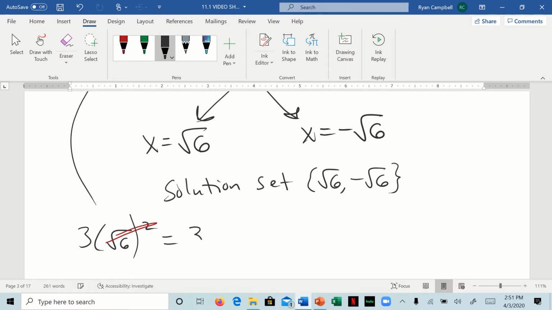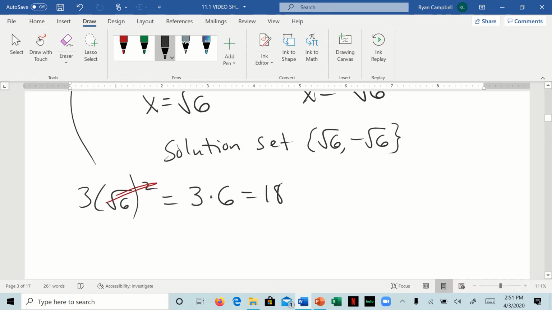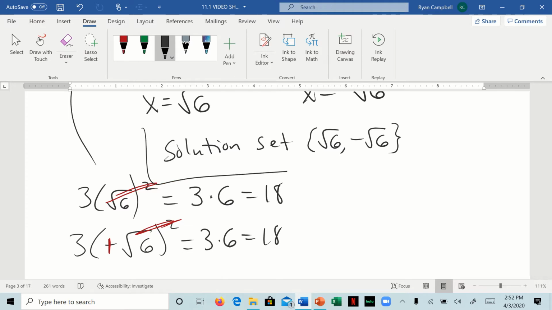Which means we have 3 times 6, which is just 18. Likewise, if you have 3 times the negative square root of 6 squared, right? The squares and square roots cancel. The negative sign also becomes positive, right? Because negative times negative is positive. So once again, we get 3 times 6, which is 18. So we got our answer.